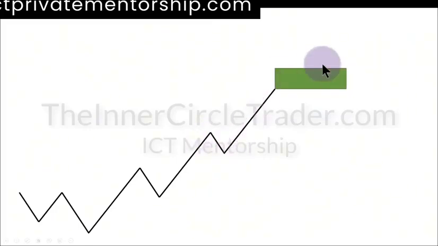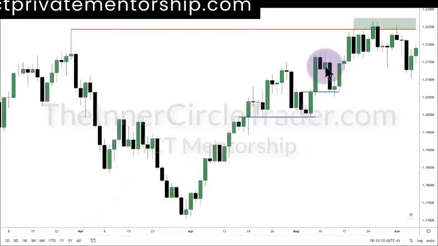Okay? The land of milk and honey. That's what we're looking for. That is seen right there. And look how it runs right up into the old high.